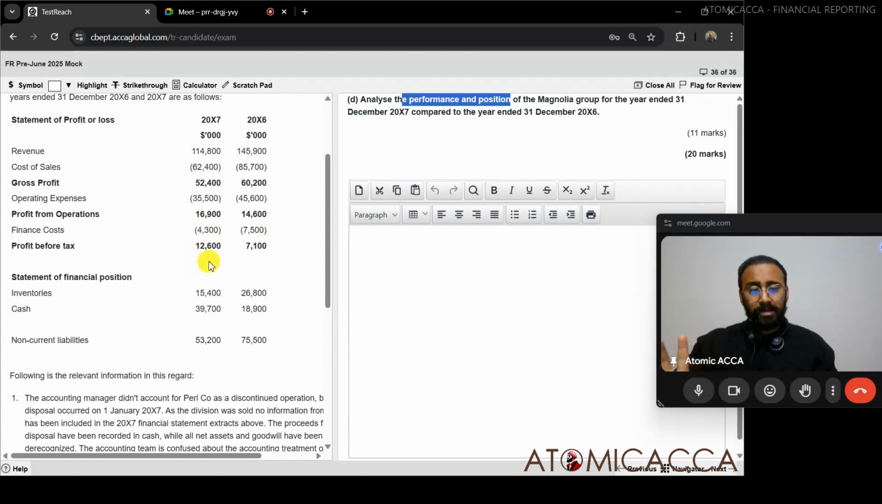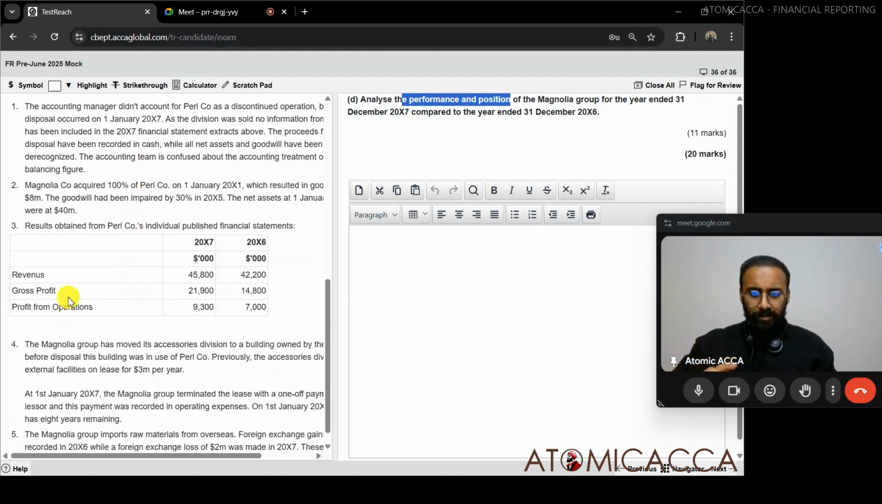So we can see what this year would be without Pearl Company. How can we do that? Not all information is available, but some information is available over here. We have the Pearl Company's figures: 14,800 and 7,000. We can simply look at what this comparison would be and how much the figures would be.